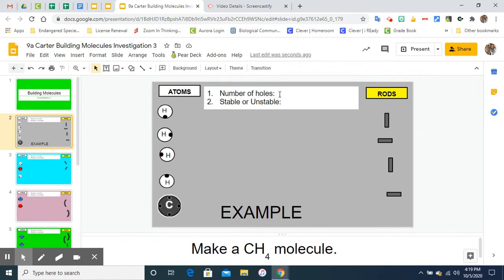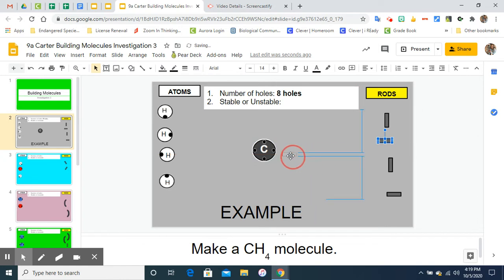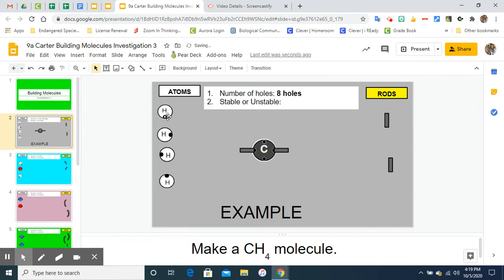And you're going to record that number because remember, today it's important to figure out how the number of holes is related to whether a molecule is stable or unstable. So you record the number of holes, then you're ready to build. Once again, everything should be pretty straightforward. I've given you exactly how many rods you need and exactly how many atoms you'd need to build that molecule.